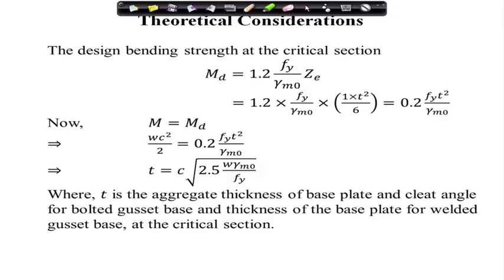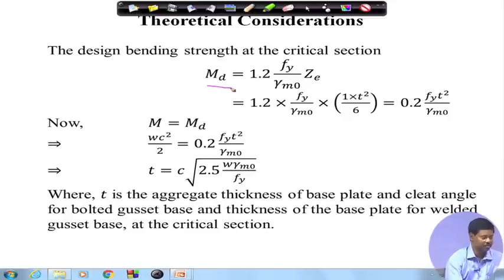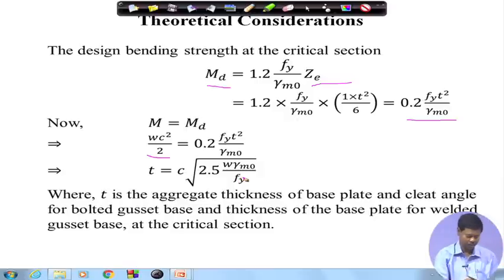Here we can see that the design bending strength Md we can find out as 1.2 Fy by gamma m0 into Zd, which finally becomes 0.2 into Fy t square by gamma m0. So, the design bending strength we can calculate, and also the moment at critical sections we can calculate from this formula, that is W c square by 2, where C is the overhang portion and W is the pressure coming from the concrete pedestal to the base plate.